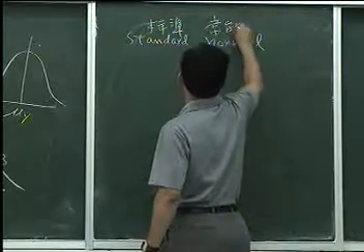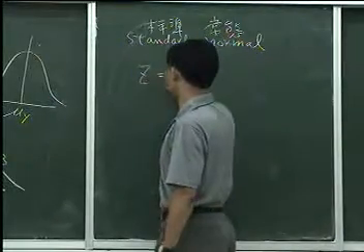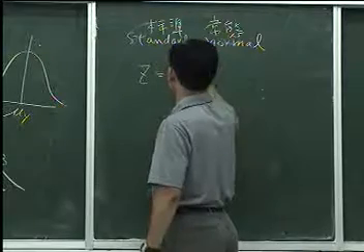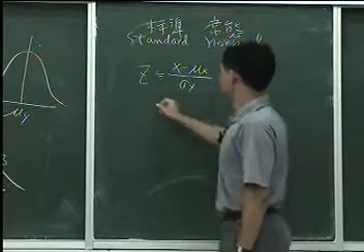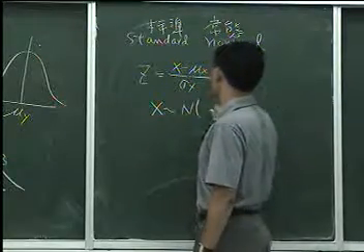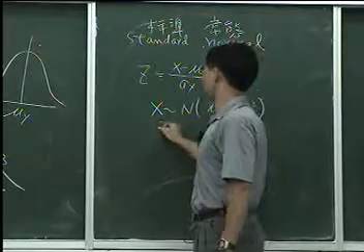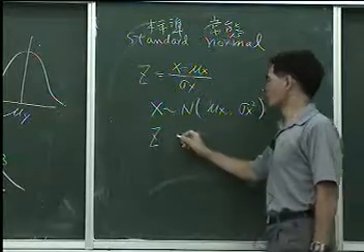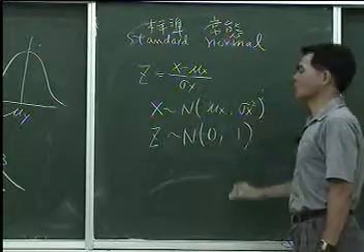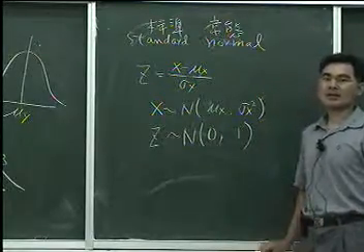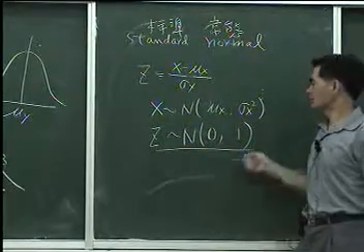We have the standard normal distribution. Z will be equal to x minus mu x divided by sigma x. If x is a normal distribution with mean mu x and variance sigma x squared, then Z is a standard normal with mean equal to 0 and variance equal to 1. So basically this is what we are going to use.